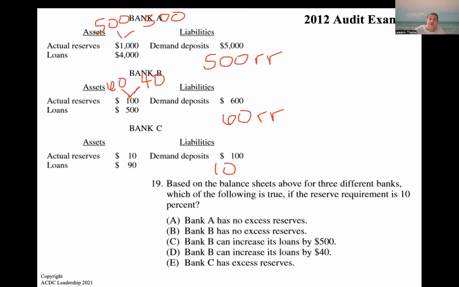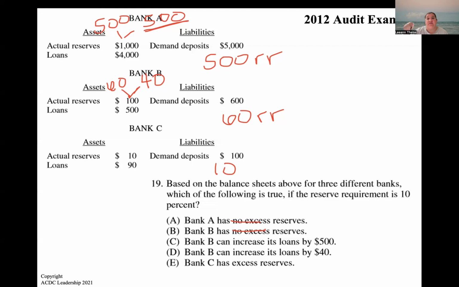So let's go through our answer choices. A says Bank A has no excess reserves. Well, that's not true. We just figured out that they have $500 in excess reserves. So, bye. Bank B has no excess reserves. Well, that's false because we've just proved that they have $40 in excess reserves. Bank B can increase its loans by $500. Well, that's not true. They don't even have a total of $500 in actual reserves, so they're definitely not loaning out $500.